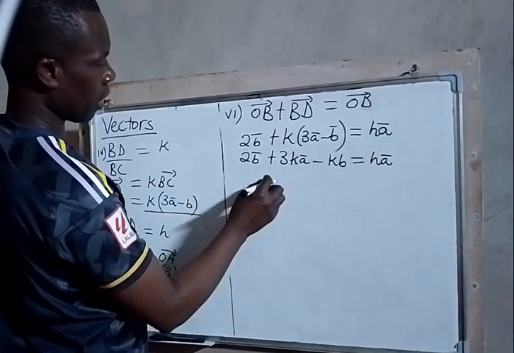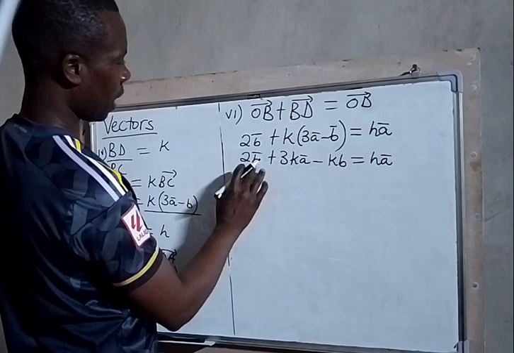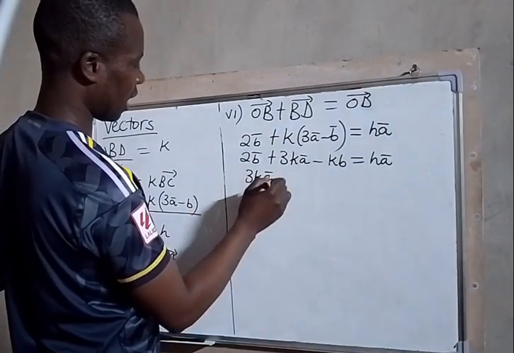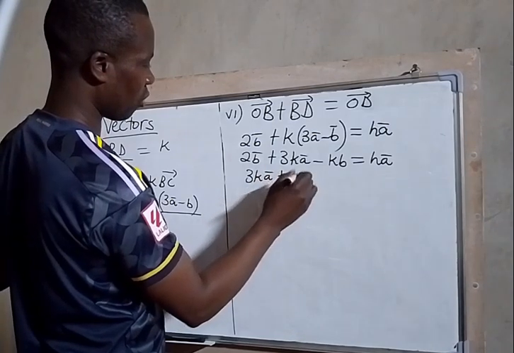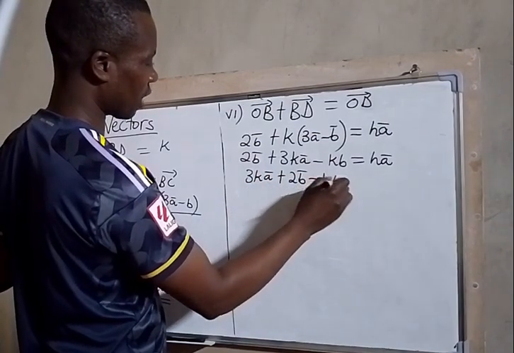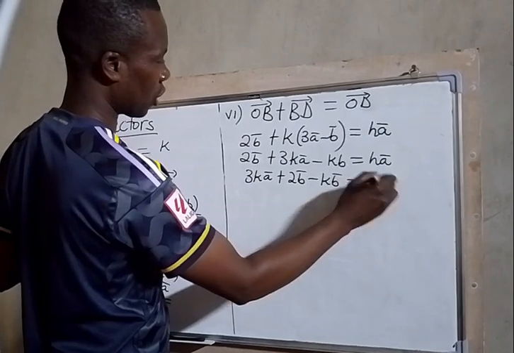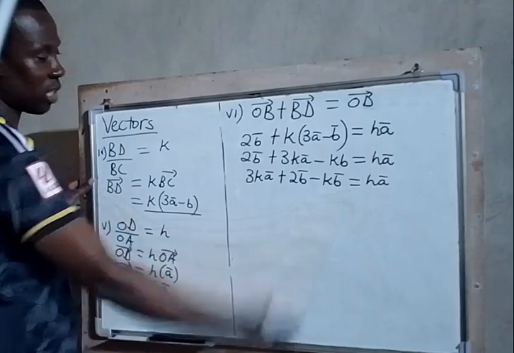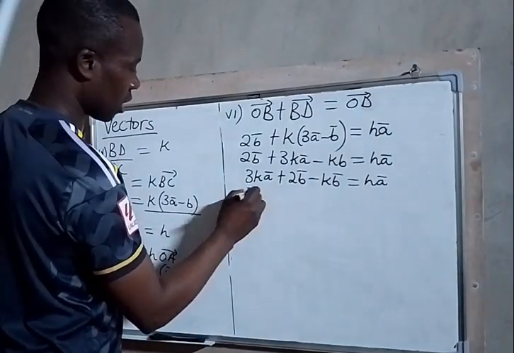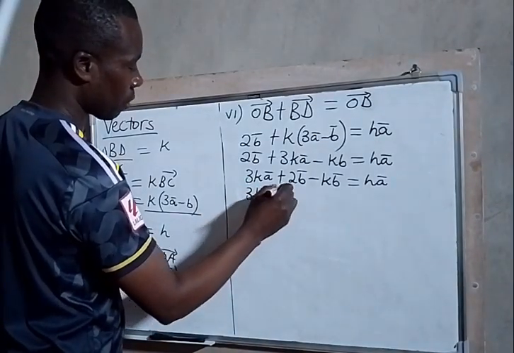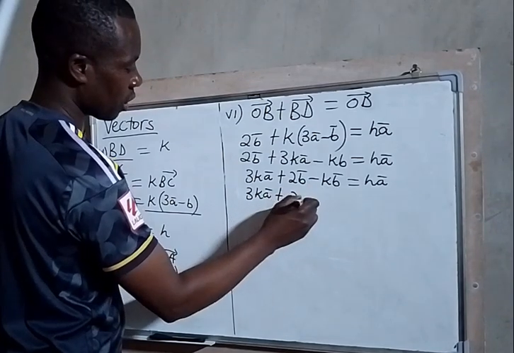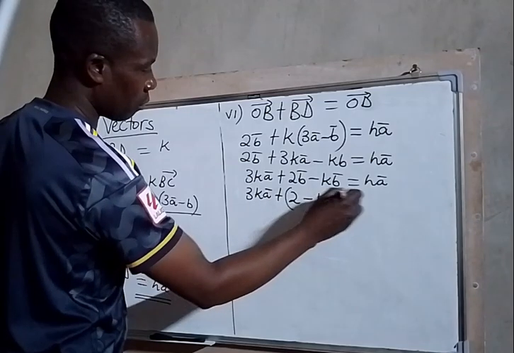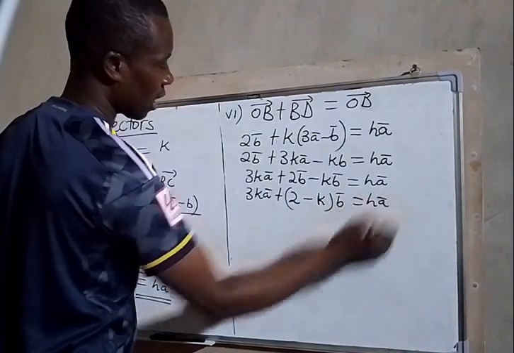Now we combine this vector and this vector. We have 3 vector KA plus 2 vector B minus K vector B is equal to H vector A. Our H and K are scalars, those are constants, they are scalars, right? This is 3KA plus, we factor out B, 2 minus K, vector B is equal to H vector A.